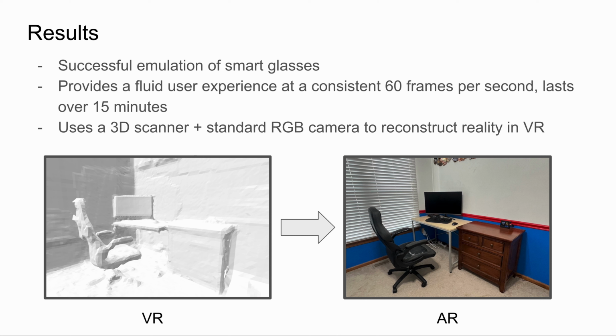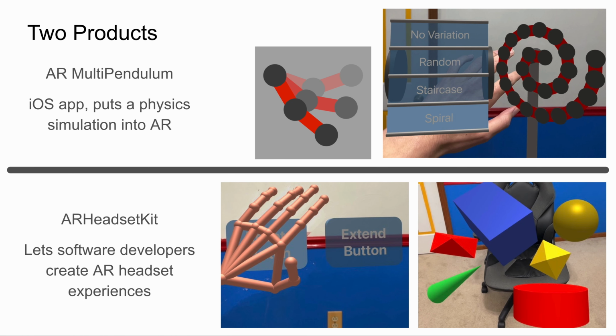Results: successful emulation of smart glasses. Provides a fluid user experience at a consistent 60 frames per second, lasting over 15 minutes. Uses a 3D scanner with a standard RGB camera to reconstruct reality in VR in real time. Two products: AR Multi-Pendulum, an iOS app that puts a physics simulation into AR, and AR Headset Kit, which lets software developers create AR headset experiences.